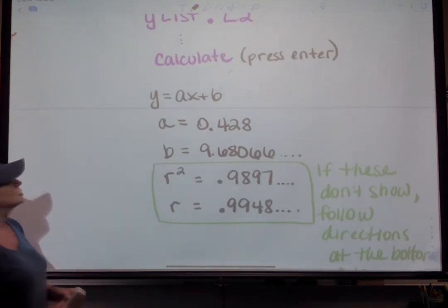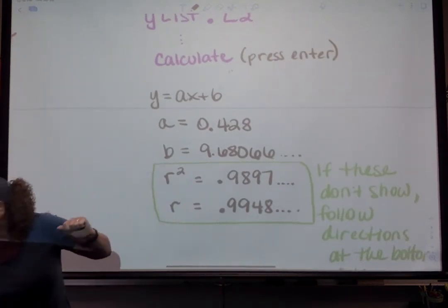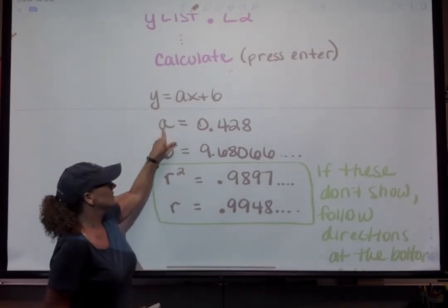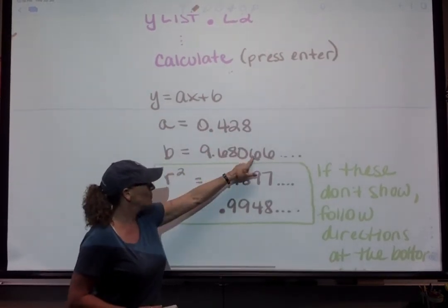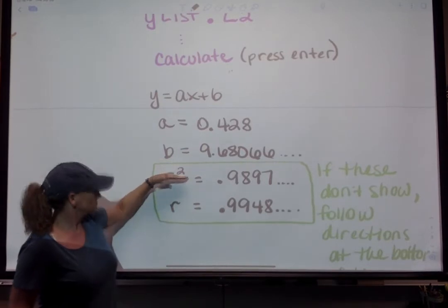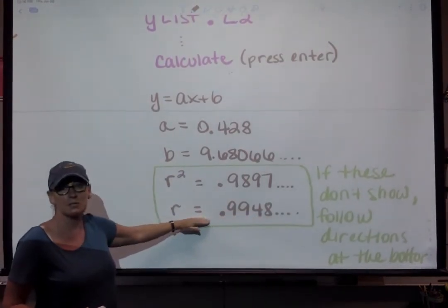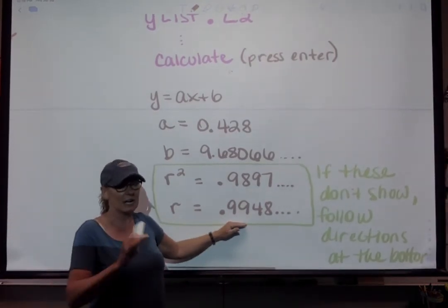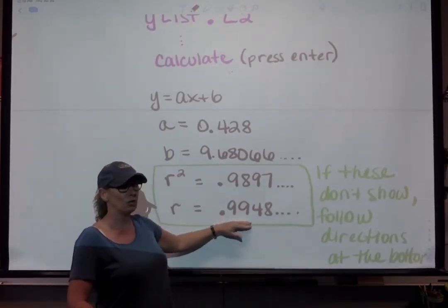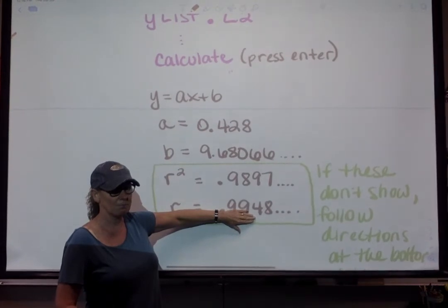Your screen should say at the top, y equals ax plus b. It's going to tell you what a is. It's going to tell you what b is. And don't worry about this one. It's going to give you your correlation coefficient. This is the number that we hope is really, really close to 1. Your calculator needs to be showing you this number.